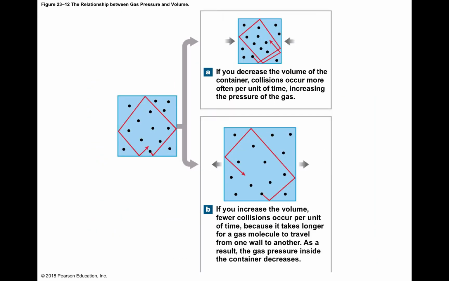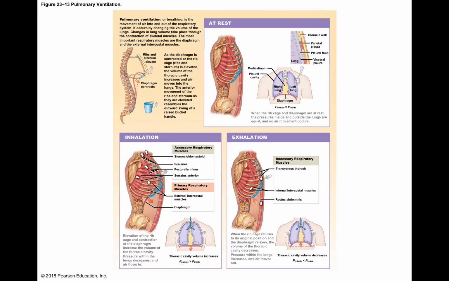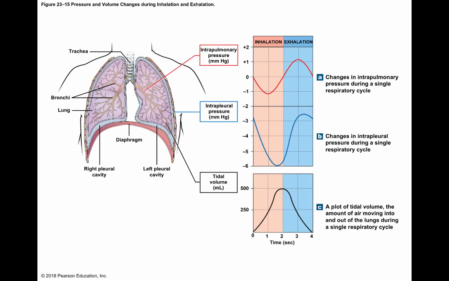And going back to this, that is the pulmonary ventilation, how we get the air into the alveoli and how we get the air out of the alveoli. Okay, and it's important to know whether it's an active or passive process and what muscles are contracting or relaxing. So you need to know that for the exams. All right.